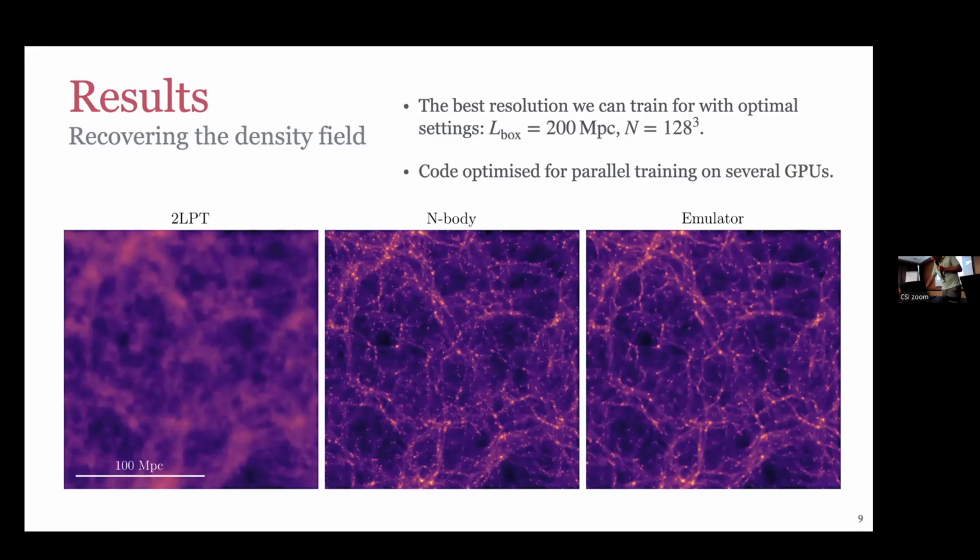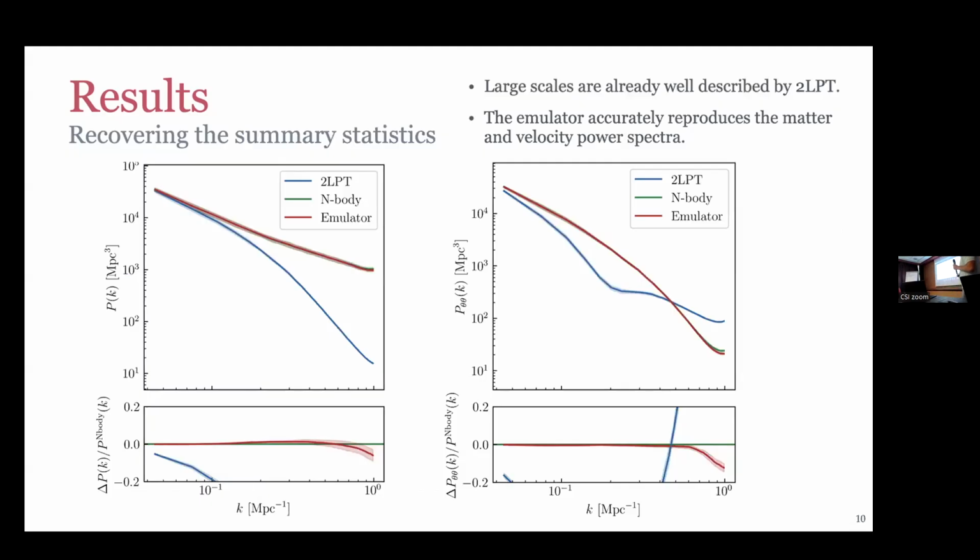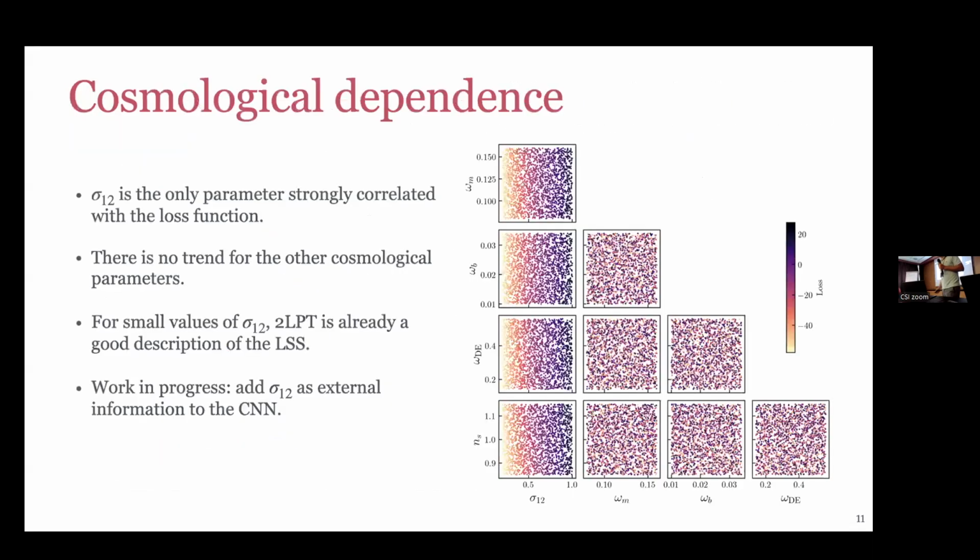More quantitatively, you can look at the density power spectrum and velocity power spectrum. This is for a fixed cosmology, 25 realizations, the mean and the standard deviation. And you can see that we reach an accuracy of percent levels up to very small scales. Then the next thing you can ask, of course, is how the performance depends on cosmology, which is what I'm showing next.